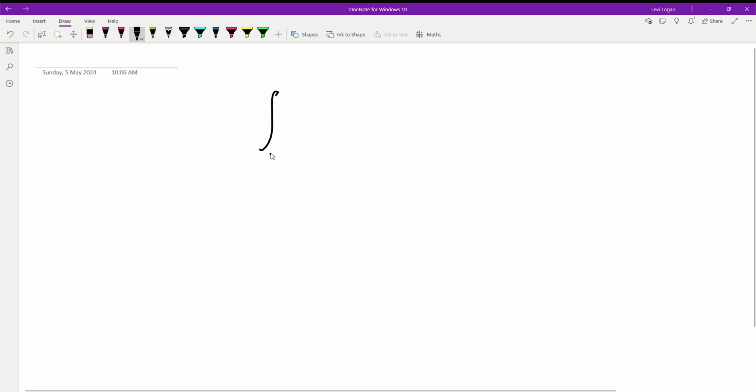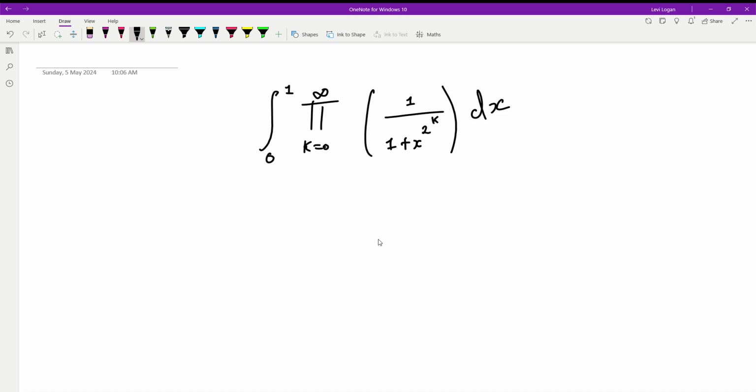So it's the integral from 0 to 1 of the infinite product, so capital Pi, from k equals 0 to infinity of 1 over 1 plus x to the 2 to the power of k, dx. Okay, so what makes this integral so hard is probably this thing in the middle. It looks terrifying. However, we just need to understand what it's saying.